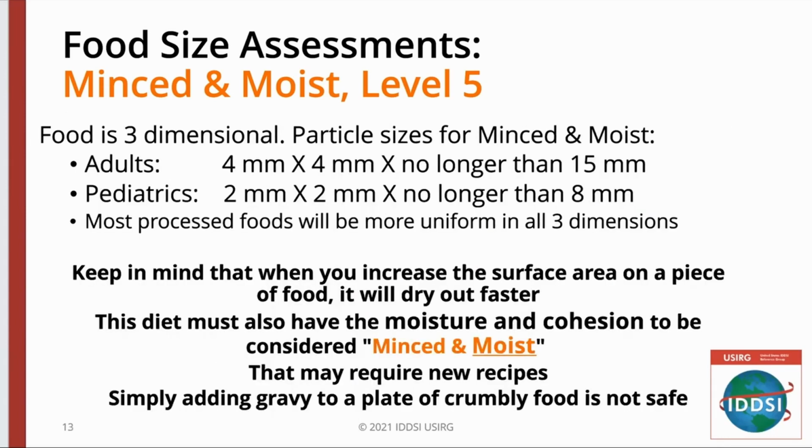Food is three-dimensional. Particle sizes for minced and moist for adults should be 4 by 4 millimeters and no longer than 15 millimeters. And for pediatrics, it should be 2 by 2 millimeters and no longer than 8 millimeters. Most processed foods will be more uniform in all three dimensions. Keep in mind that when you increase the surface area on a piece of food, it will dry out faster. This diet must also have the moisture and cohesion to be considered minced and moist. That may require new recipes. Simply adding gravy to a plate of crumbly food is not safe.